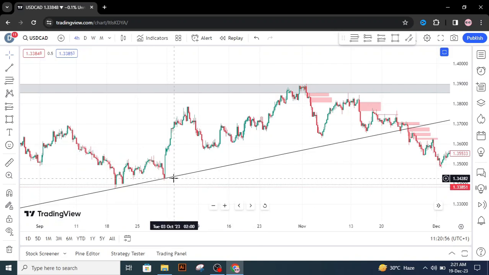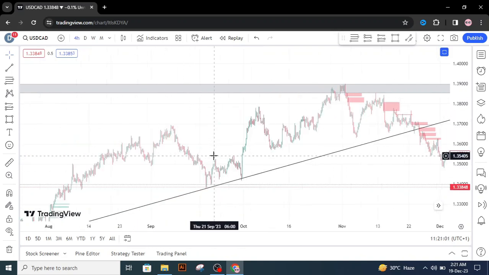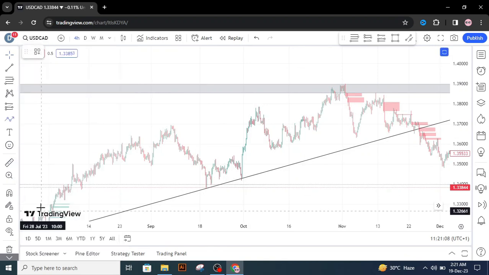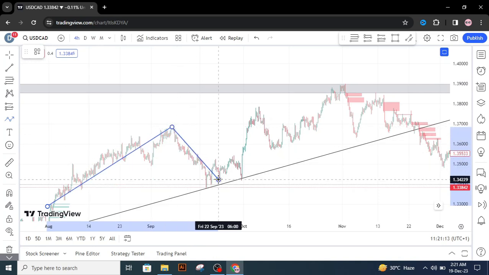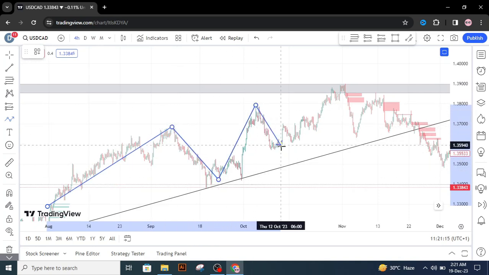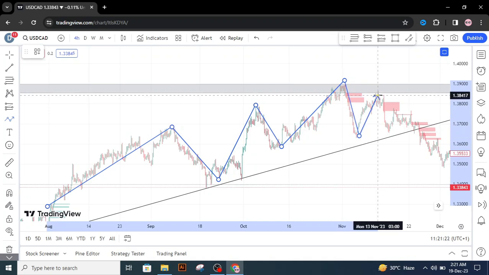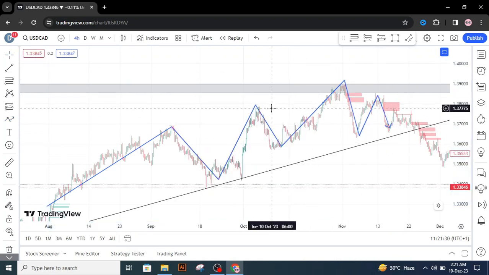Now, if you look at this, let's say the market is here, going up. This is actually a trend. You can see we have higher high, higher low, higher high, higher low, higher high, higher low. But here the market fails to make another higher high and makes a lower high, then lower low.